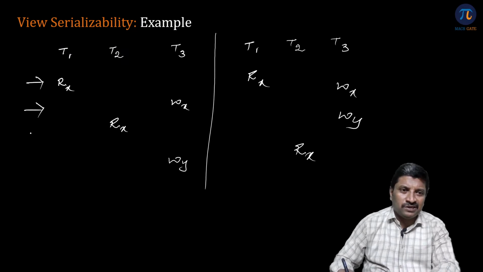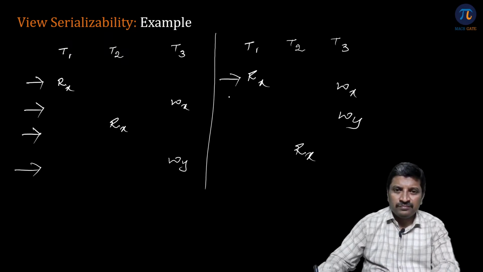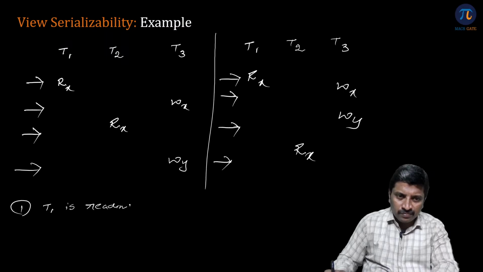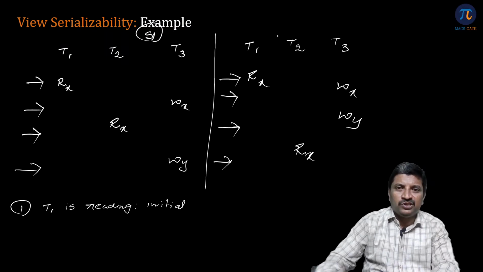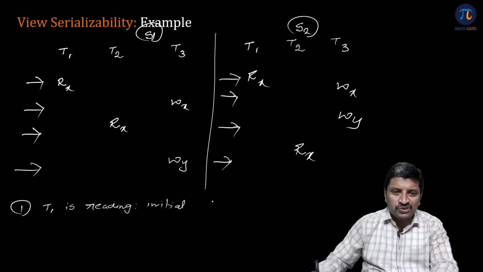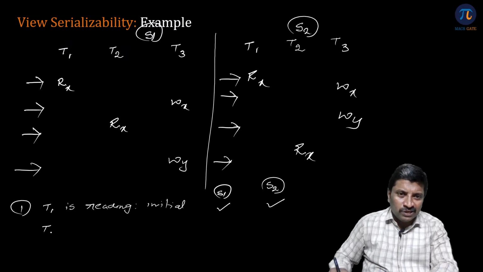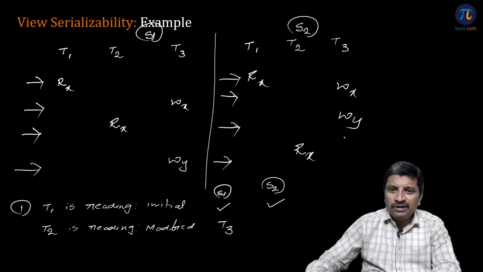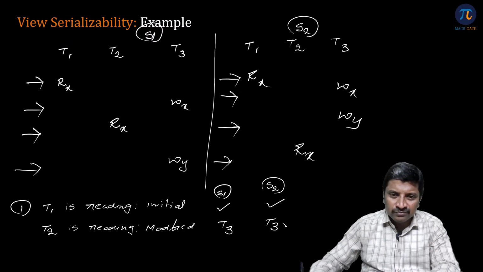First operation, second operation, third one, fourth one. Now the first condition, initial value. T1 is reading the initial value. Assume this is schedule 1, this is schedule 2. In both schedules, T1 is doing only the initial read. What about T2? T2 is also reading, but it is not the initial value. It is modified, right? If it is modified, who is the supplier for T2? T3. Here also, the supplier is T3. Hope you understood it.